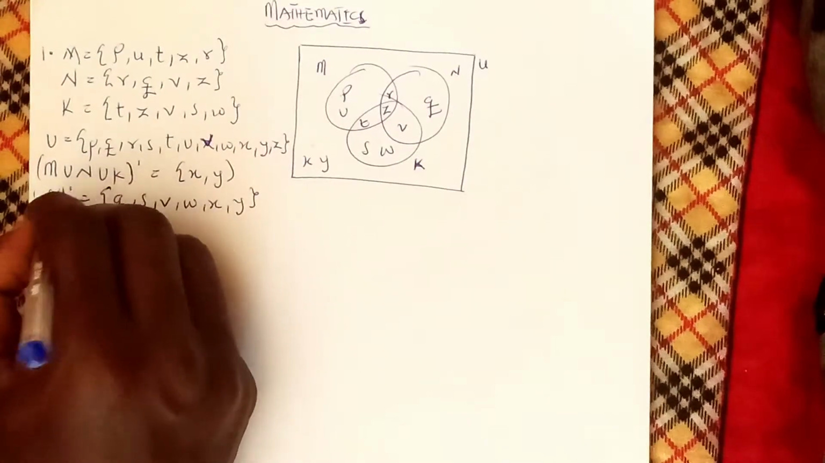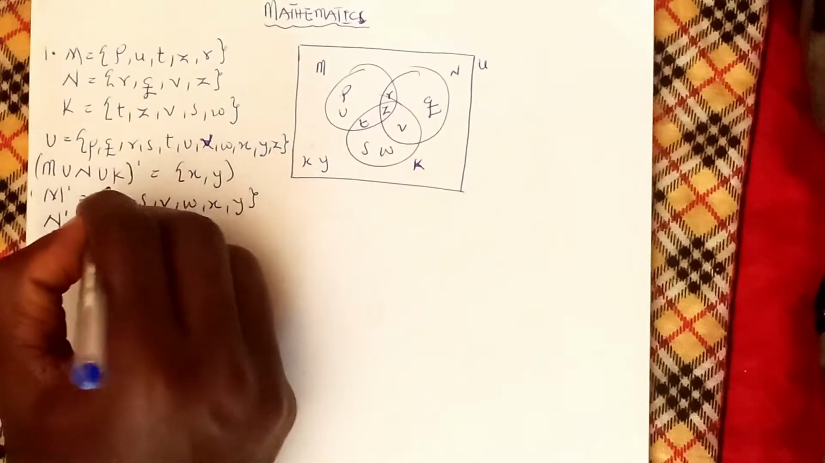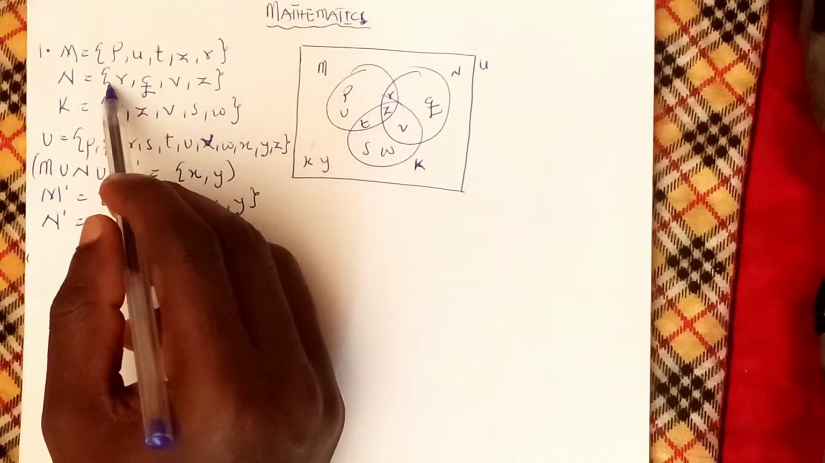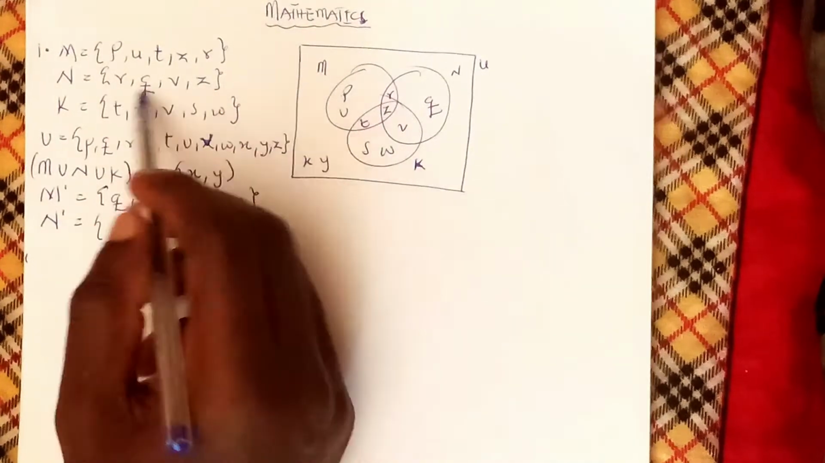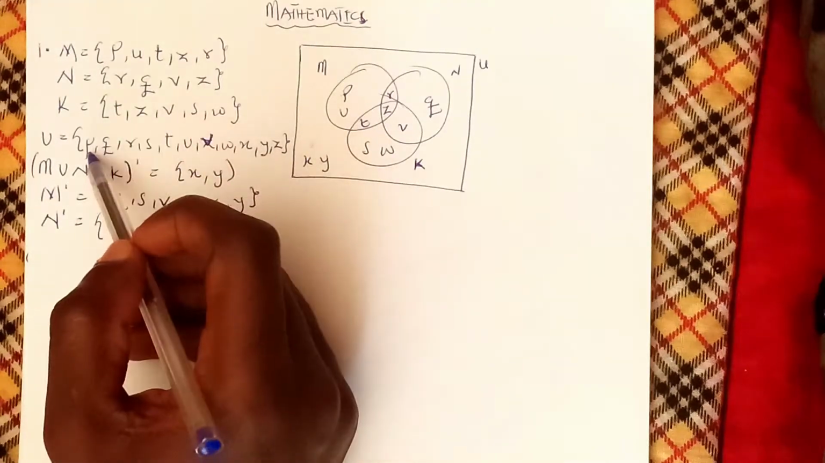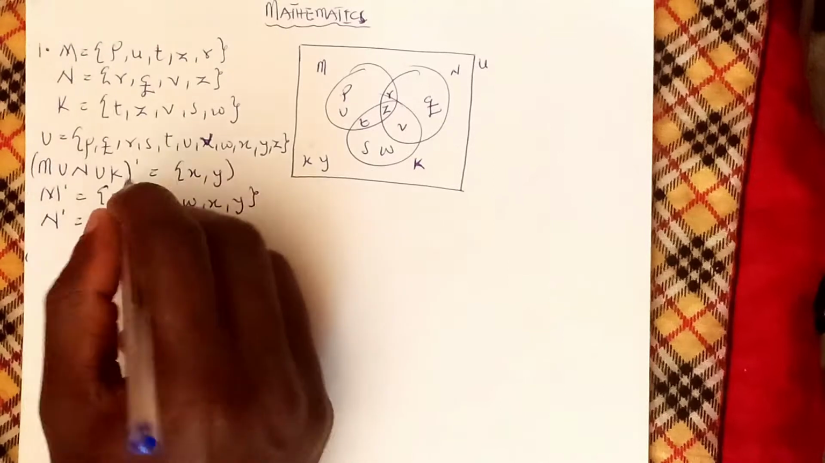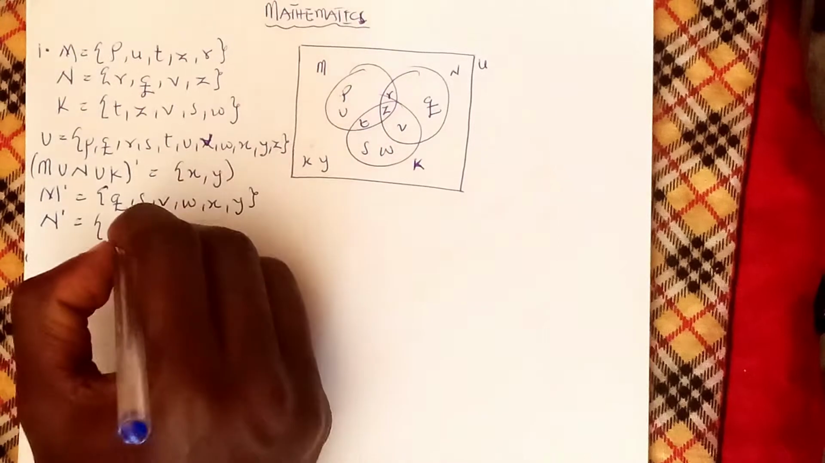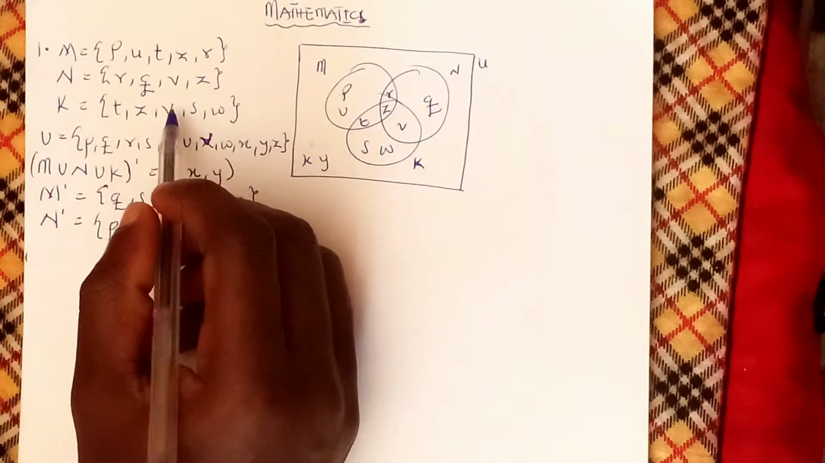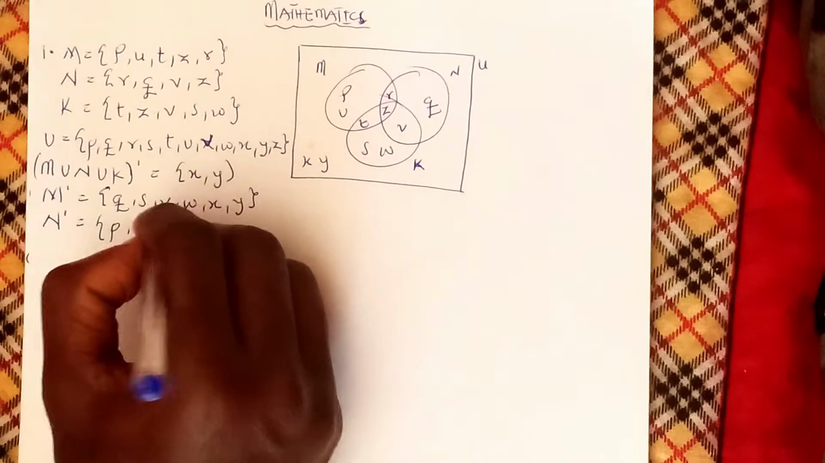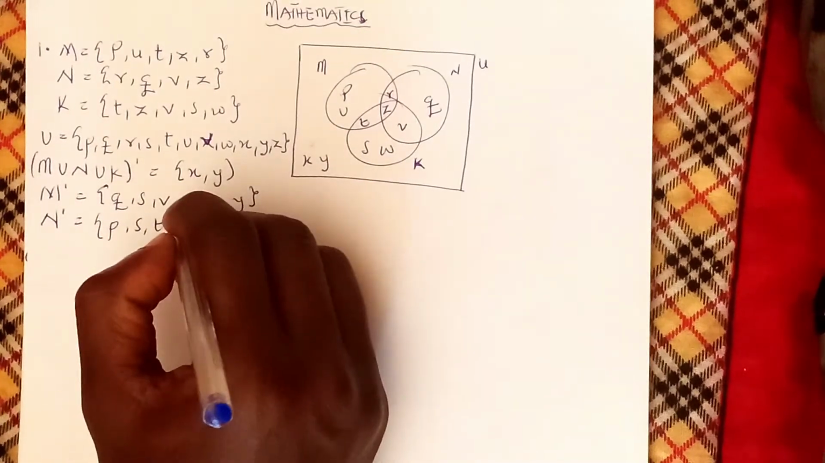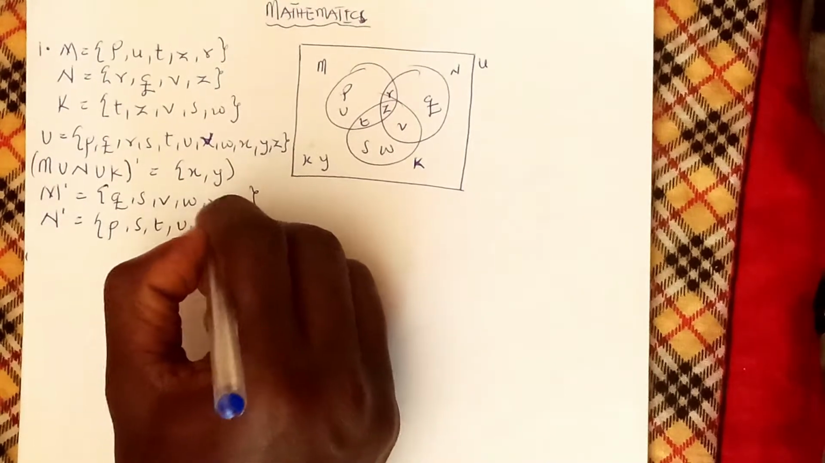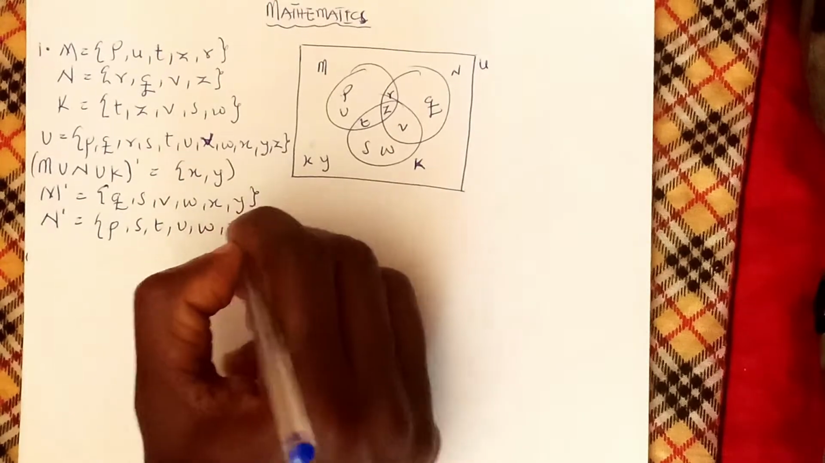Let's find N prime. These are the members of the universal set that are not found in the members of N. So in the members of N, we don't have P. Q is in N, so that takes it away. R is in N, so that takes it away. We don't have S. We don't have T in that of the N. We don't have U. We have V. We don't have W. We also don't have X, and that of Y.